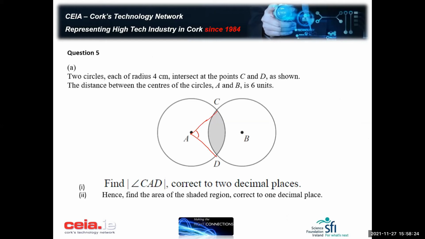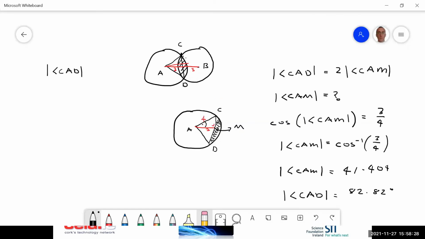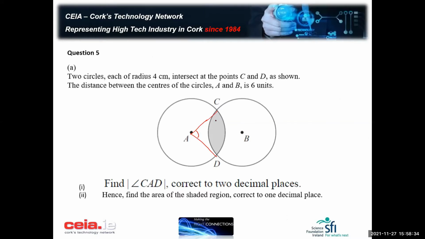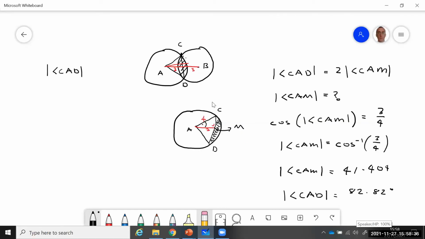Okay. So the next question was, hence, it's always a sticky one insofar as we have to use the answer we just found. Find the area of the shaded region correct to 1 decimal place. Okay. And needless to say, it is the area in this original shaded diagram. So, like I'll go over in blue here.